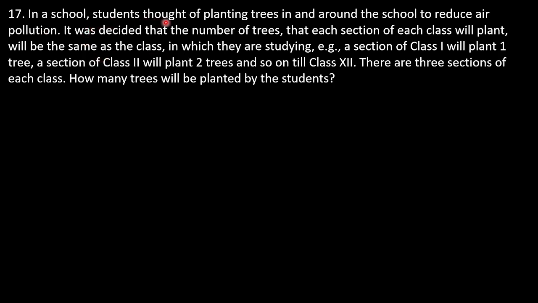In a school, students thought of planting trees in and around the school to reduce air pollution. It was decided that the number of trees that each section of each class will plant will be the same as the class in which they are studying. For example, a section of class 1 will plant one tree. A section of class 2 will plant 2 trees, and so on till class 12. There are 3 sections of each class. How many trees will be planted by the students? It's a very simple question.